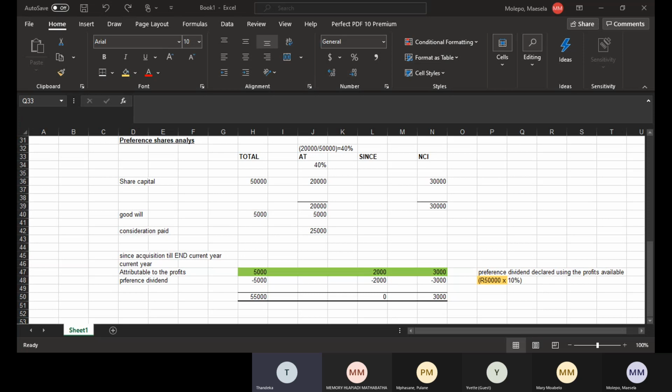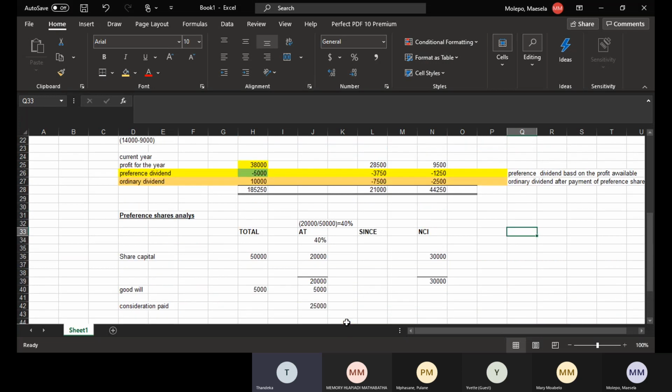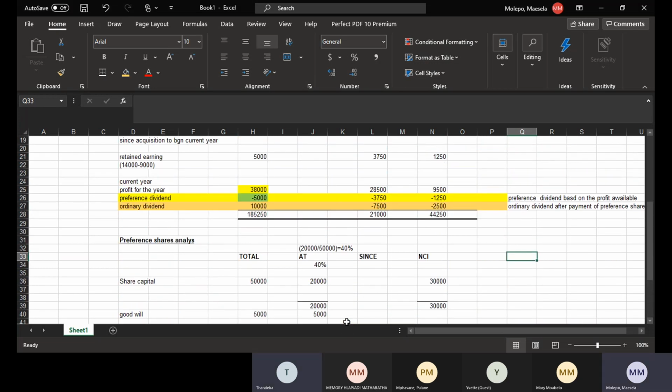Mr. Molepo. Yes, what, Tandeka? What happens in case of no profit for the year? Let's say there isn't enough profit to declare the dividend. I think you're still going to see it in the future, but I'm just explaining it. It will be one of the examples.